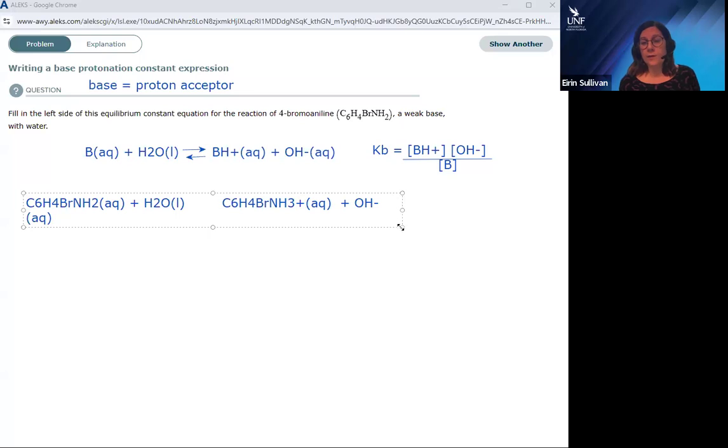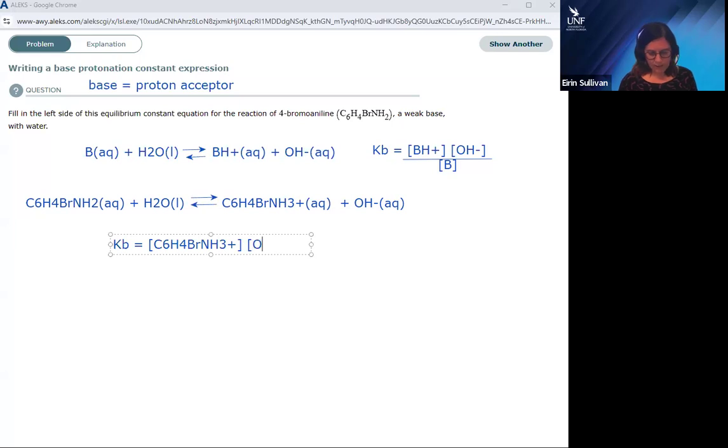So to write the Kb expression, it's the concentration of each product raised to the power of its stoichiometric coefficient over the concentration of each reactant raised to the power of its stoichiometric coefficient. So that Kb expression will be my conjugate acid, C6H4BrNH3 plus, times hydroxide, over my weak base, C6H4BrNH2. And of course, water does not appear in the Kb expression because water is liquid, not aqueous. So we've got to follow heterogeneous equilibrium rules.